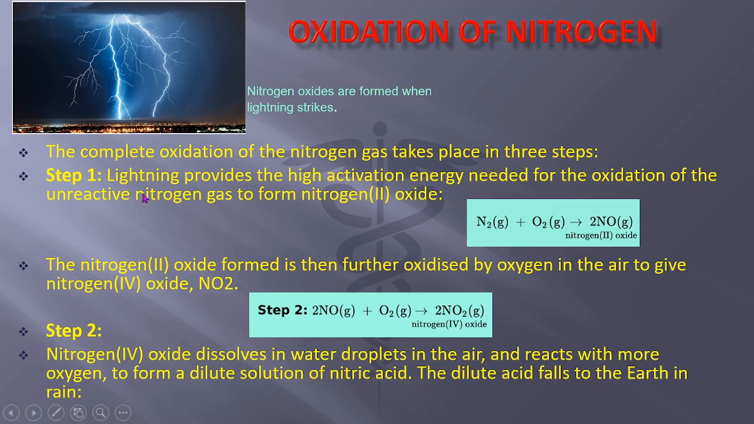So you can see here, this is step 1. When there is lightning, nitrogen reacts with oxygen to make NO, nitrogen(II) oxide. The nitrogen(II) oxide formed is further oxidized by oxygen in the air to give nitrogen(IV) oxide, NO2. Then the nitrogen(IV) oxide dissolves in water droplets in the air and reacts with more oxygen to form a dilute solution of nitric acid.